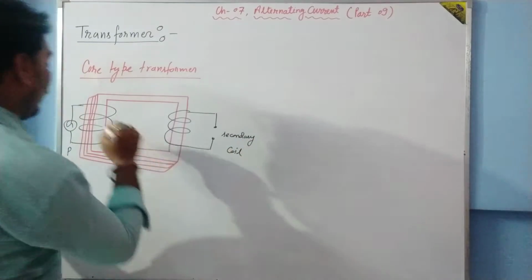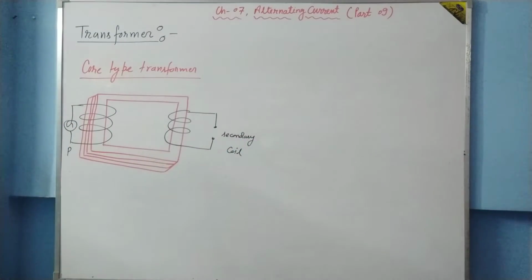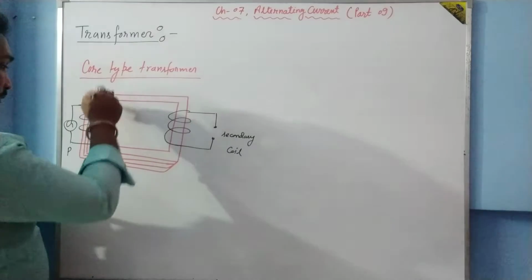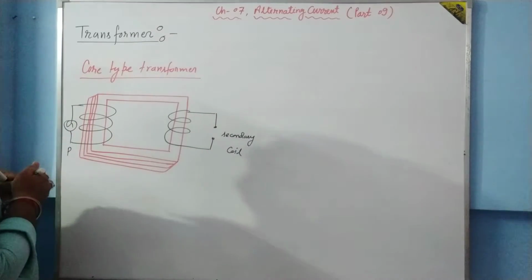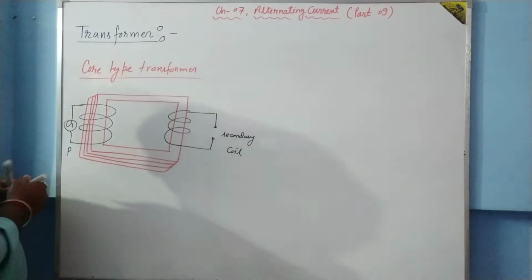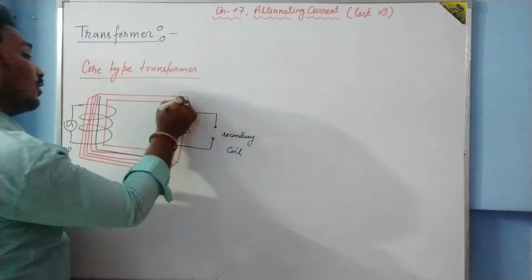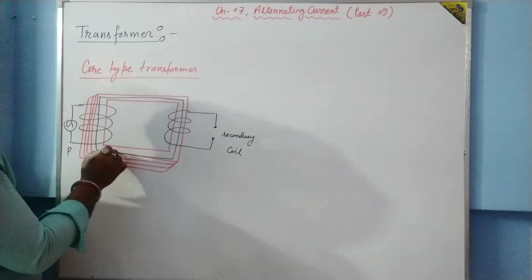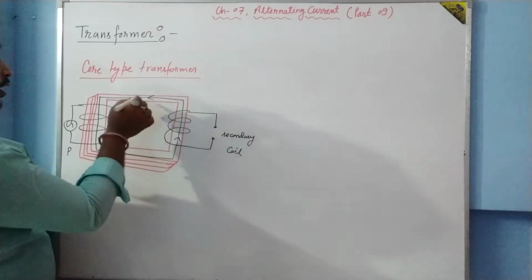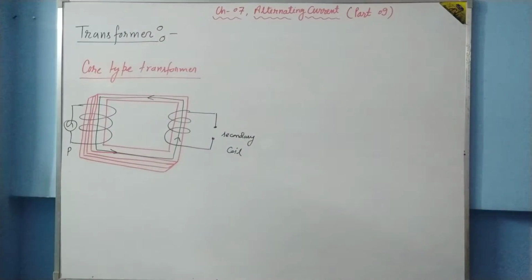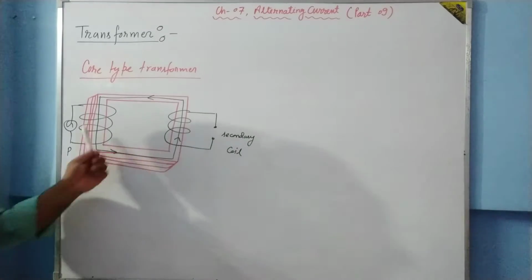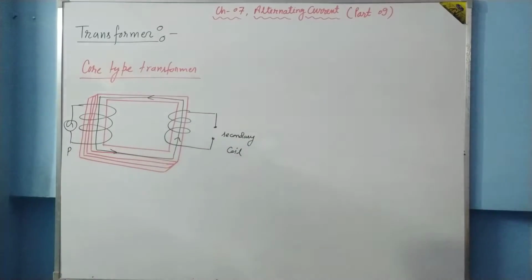When the current is flowing through the primary coil, then the magnetic flux which passes through this inductor, the same magnetic flux passes through the other one also. This black line represents magnetic flux, and so many other magnetic field lines are also there. So the magnetic flux of one links with the other. This is what? This is the core type transformer.